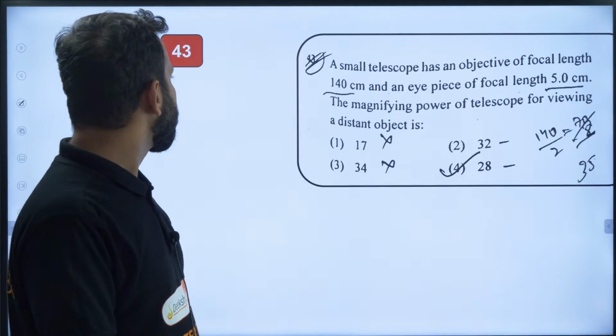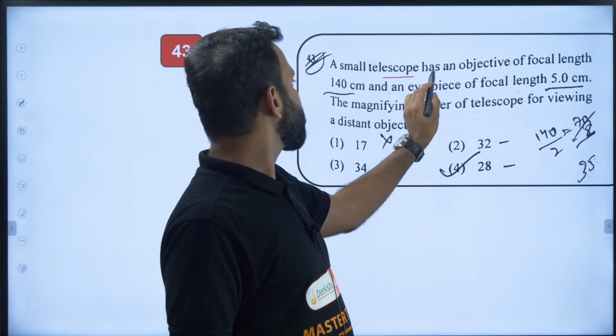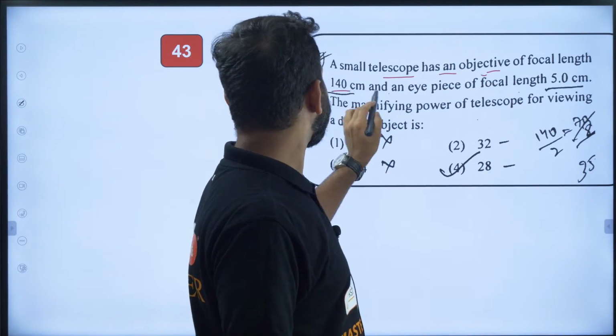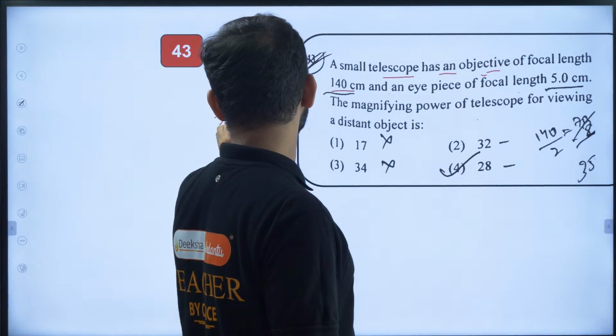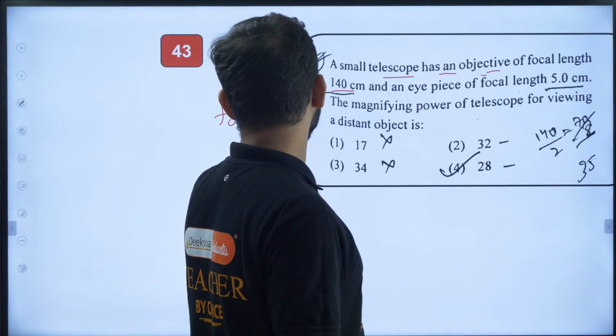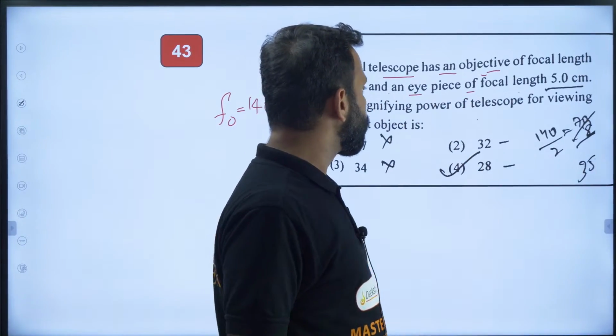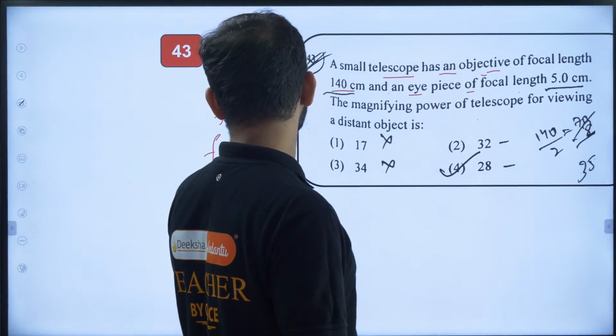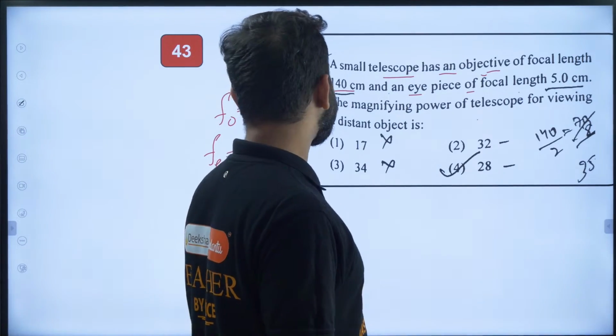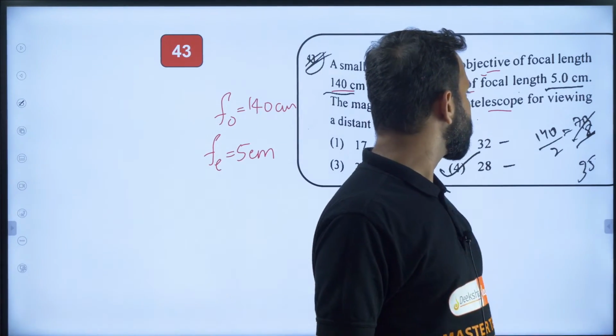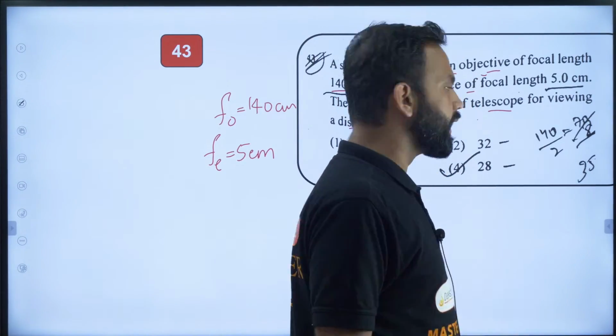Okay, question number 43. A small telescope has an objective of focal length 140 centimeter, that is FO is equal to 140 centimeter, and an eyepiece of focal length 5 centimeter, that is FE is equal to 5 centimeter. Find the magnifying power of the telescope for viewing a distant object.